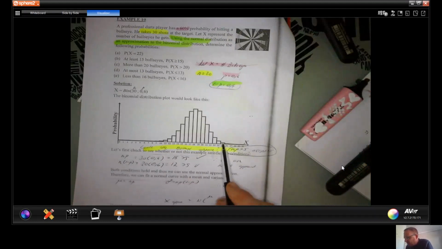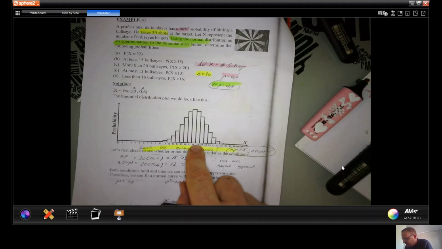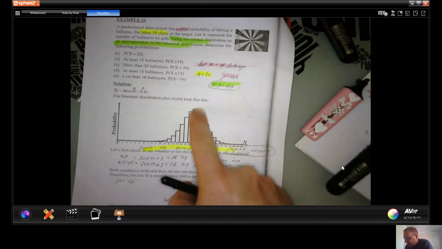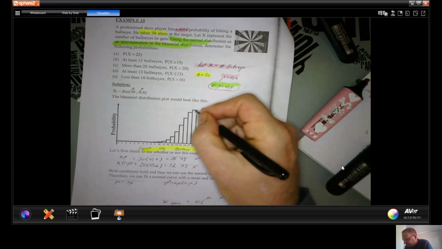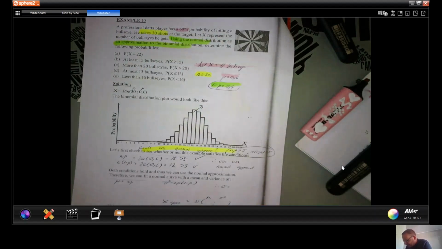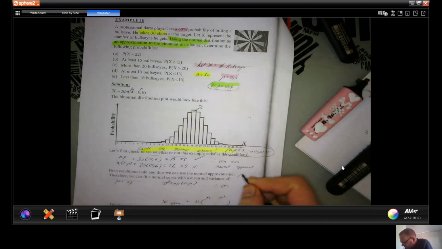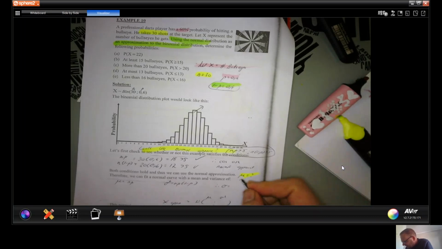If you did all the individual binomial distributions, this is what it would look like. So the most likely outcome you would get is 60% of 30, which is 18, right? So 18 would be the most likely outcome. Okay, and to use a normal approximation, the first thing you're going to have to do is find mu. You're going to say to yourself, what's mu? What's the most likely outcome, which is the mean.